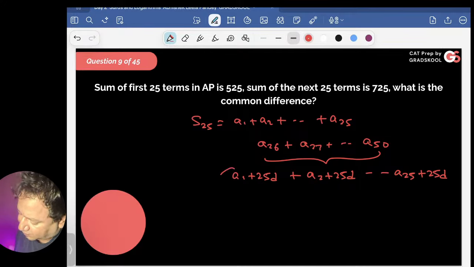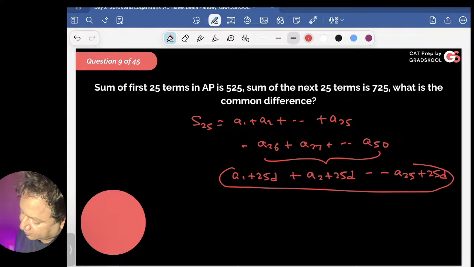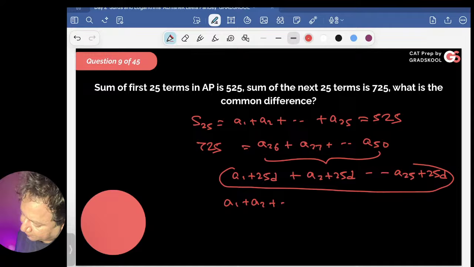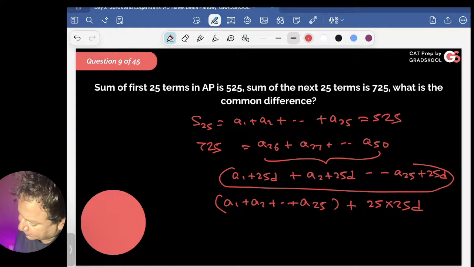That if I add all of it, this is equal to 725, it's given to us, and this is equal to 525, right? It's given to us. If I add all of it, would I get A1 plus A2 till A25 plus 25D, 25 times? Yes or no? Is that right? I think it is right.